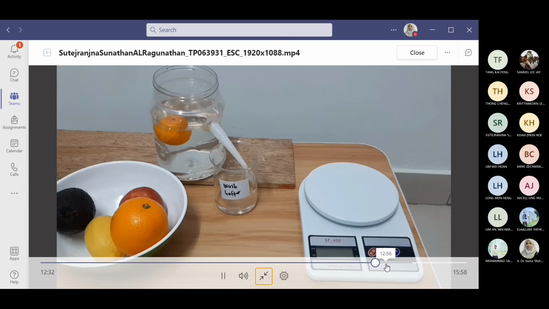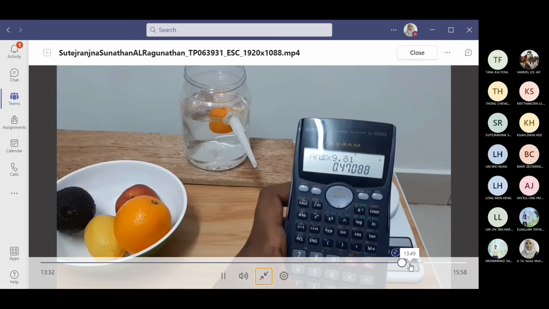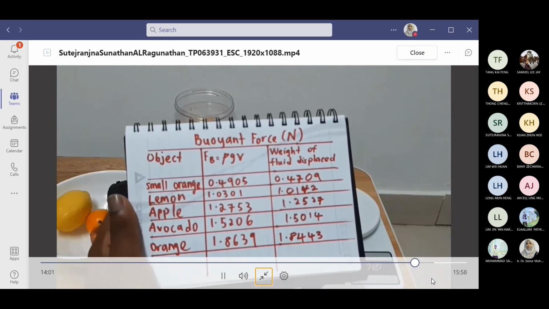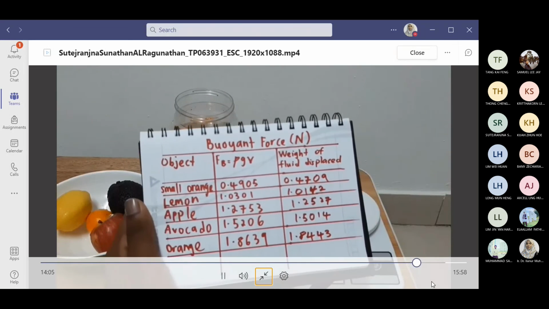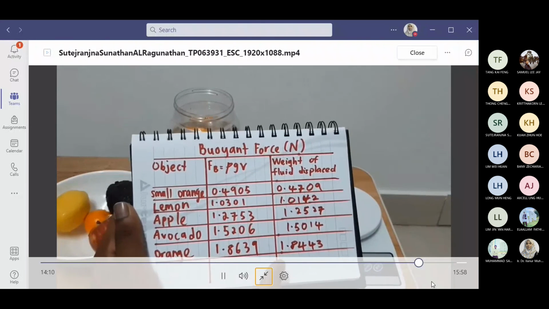The water has overflown into the beaker, and the weight is 88 newtons. The data that I've collected, as you can see, as the volume of the objects increases, the buoyant force of the object increases as well.